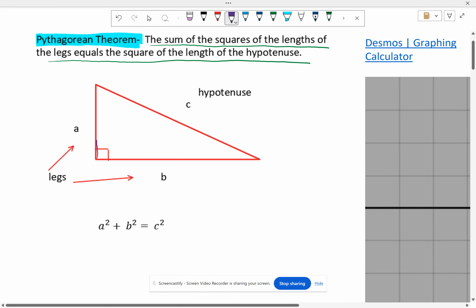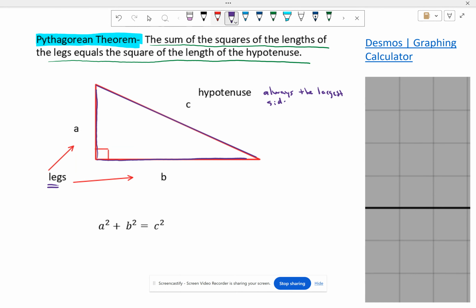you're going to have the right angle made by two lines. Those two lines that make the right angle are what we call the legs of the right triangle. The side that connects the two lines together is what we call the hypotenuse, and it's always the longest side. So the largest side is what we call the hypotenuse, and it's always right across from the 90-degree angle.